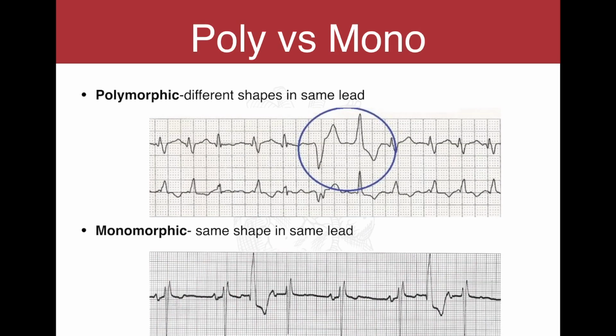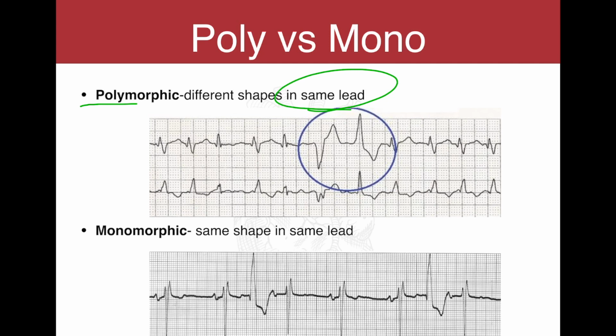Now let's talk about polymorphic versus monomorphic PVCs. Polymorphic just means that the PVCs have different shapes and different appearances when they occur. Now, obviously it has to be in the same lead. If you're not looking at the PVCs in the same lead, they're going to have different appearances simply because they're coming from different perspectives. If you look at the front of the horse and somebody else is looking at the back of the horse, well, obviously they've got different perspectives and things are going to look different.